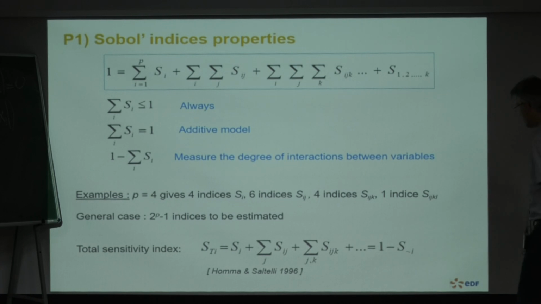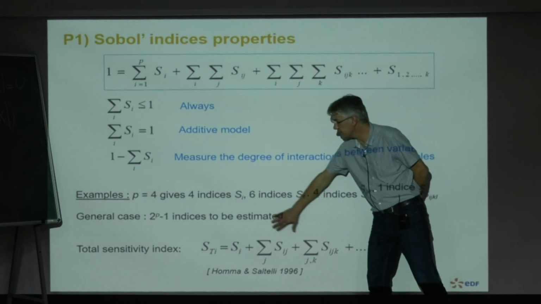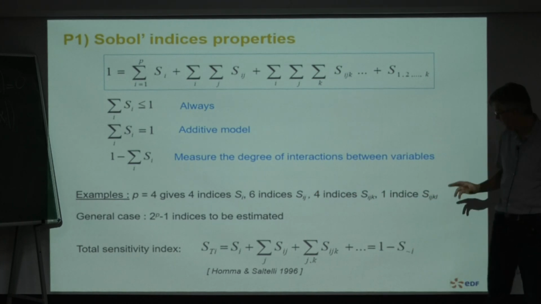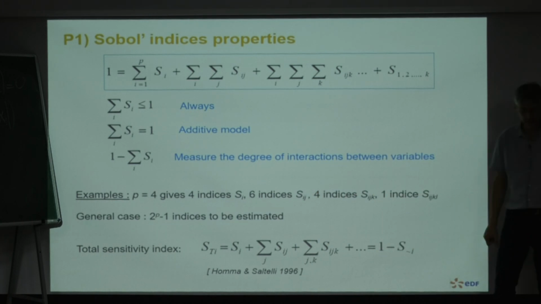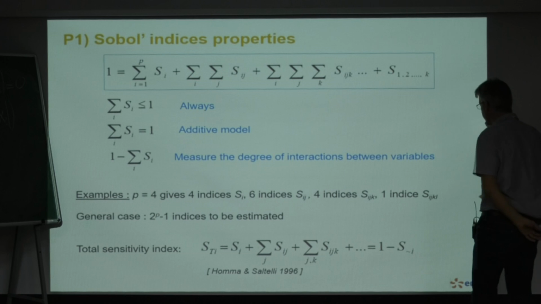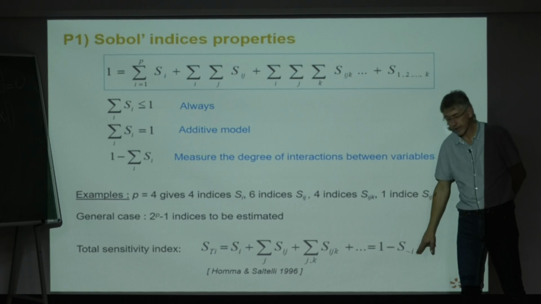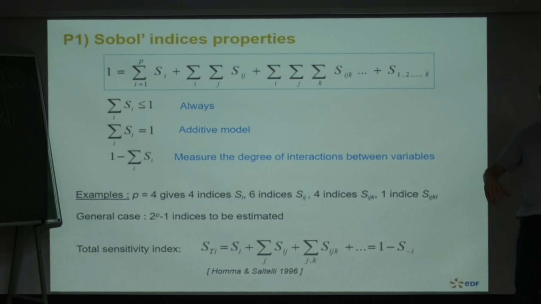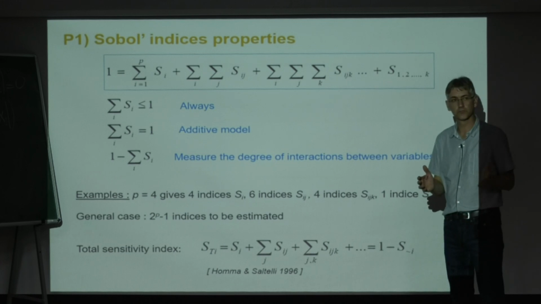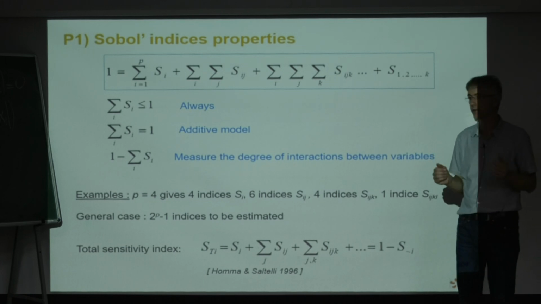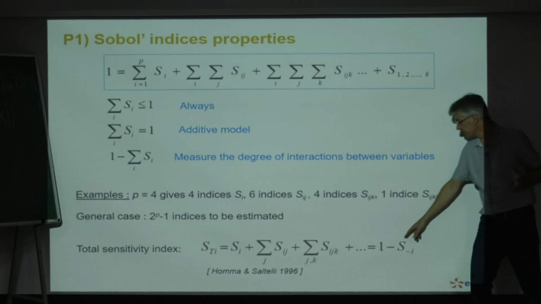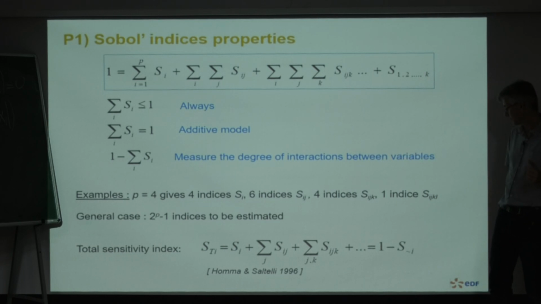Okay, we don't see anything. Okay. So this is the definition of the total index. And we have this useful property, which is that finally this total Sobol index is 1 minus the Sobol index tilde i, which means the Sobol index of all the combinations where i is absent. Is it clear what I say? No? More or less. So 1 minus all that, it remains.